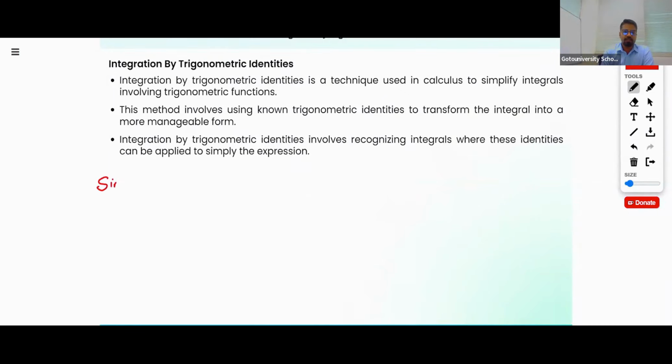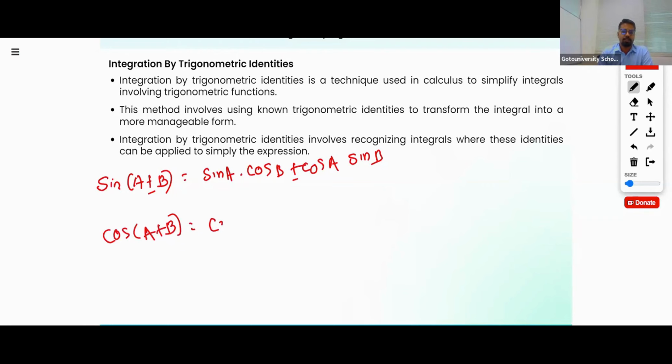Apart from that, what else do we need to know? That is sine of a plus b. What is sine of a plus b? Sine a cos b plus cos a sin b. That is the sum of the two angles. If I have a minus sign, this will become minus. Similarly, what is cos of a plus b? That is cos a cos b, and if there is a plus, we'll have minus, sin a sin b. This has to be remembered directly. So if there's a minus, we'll have plus.